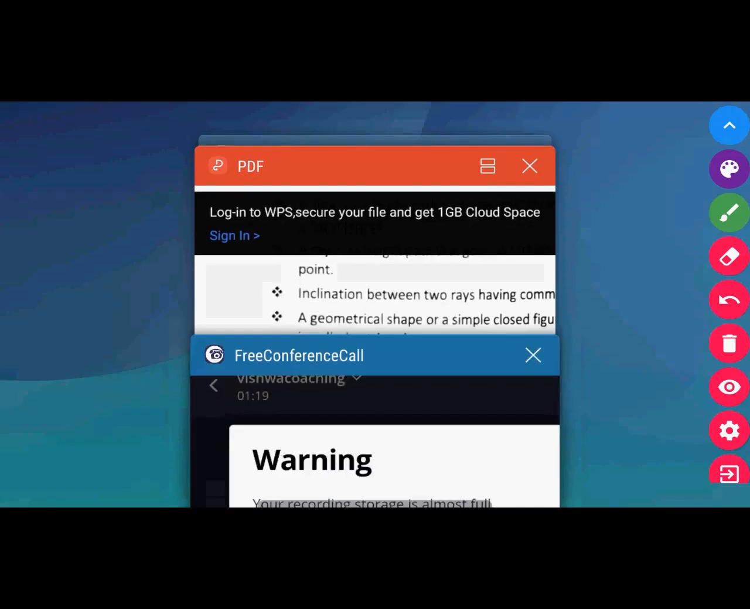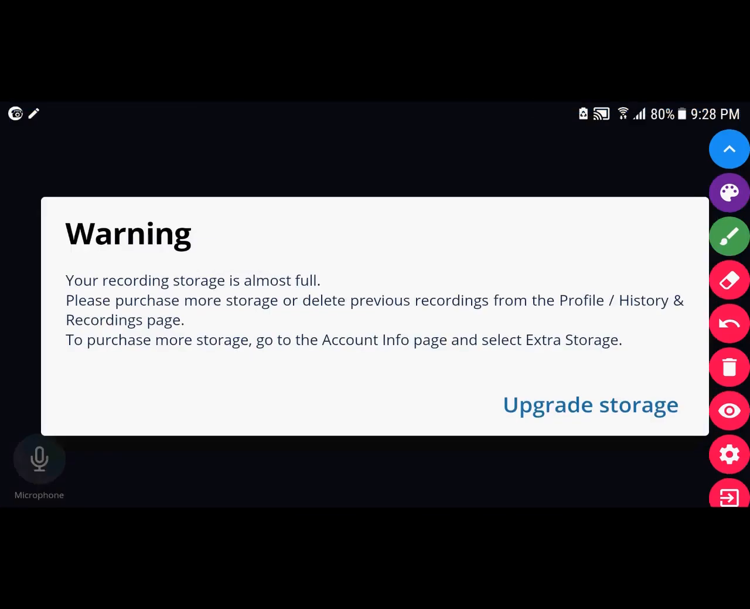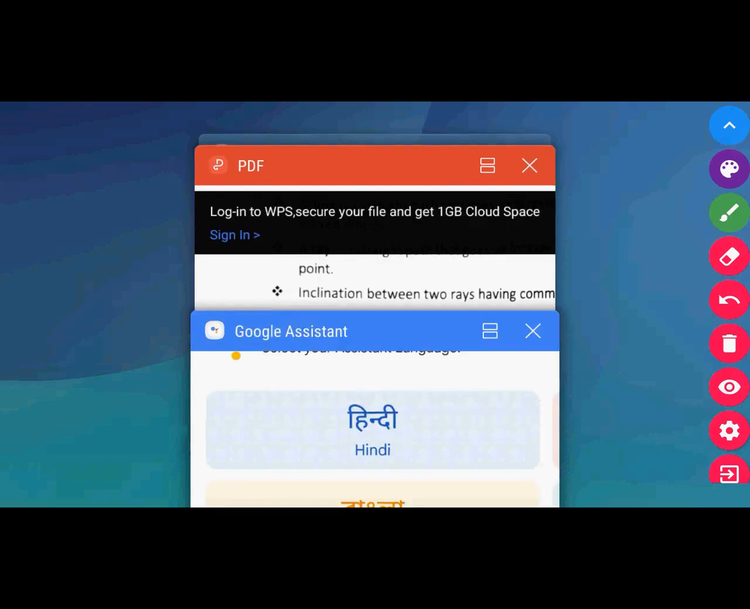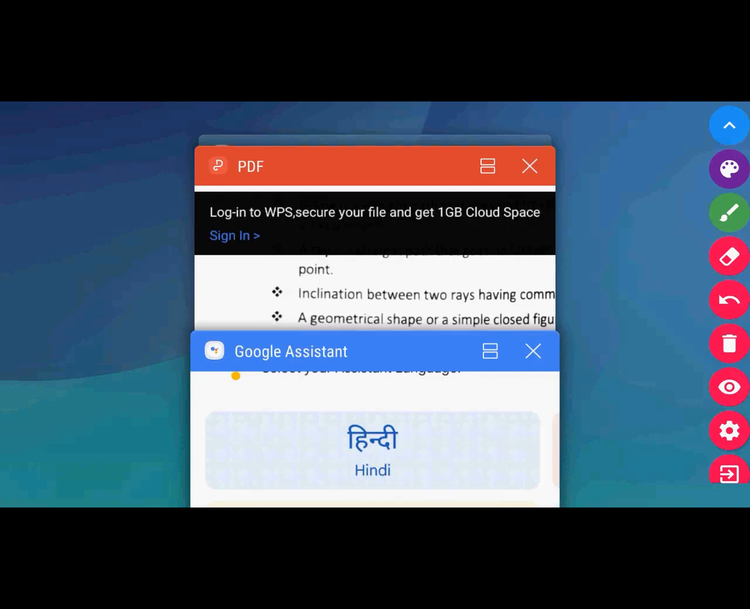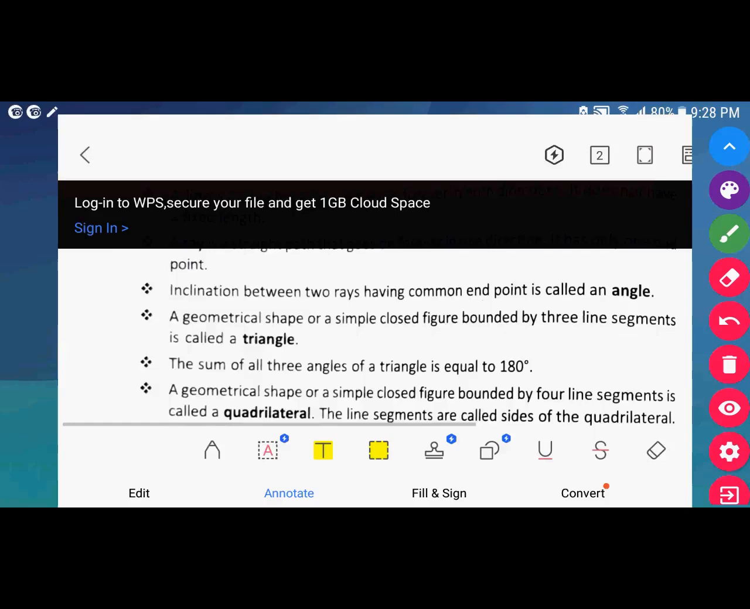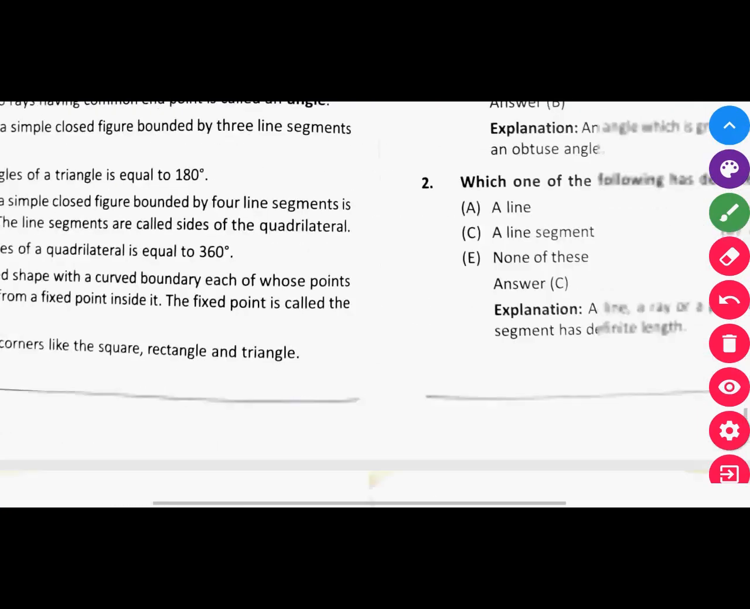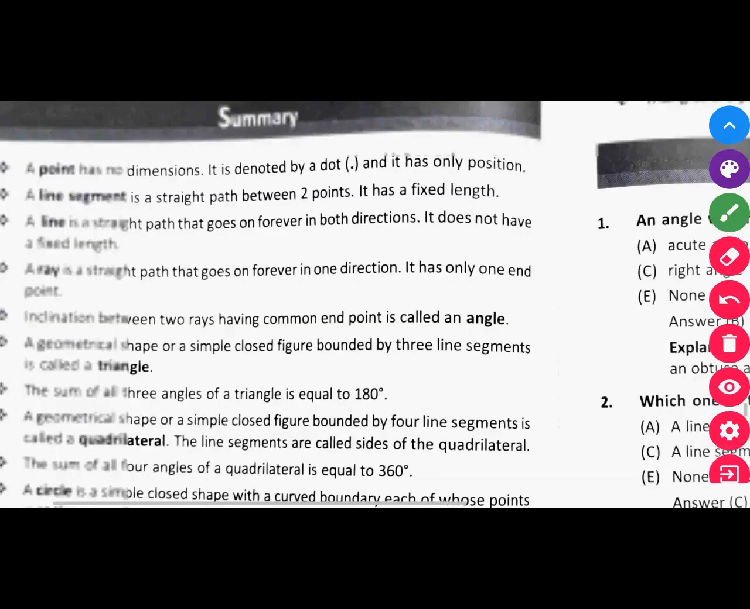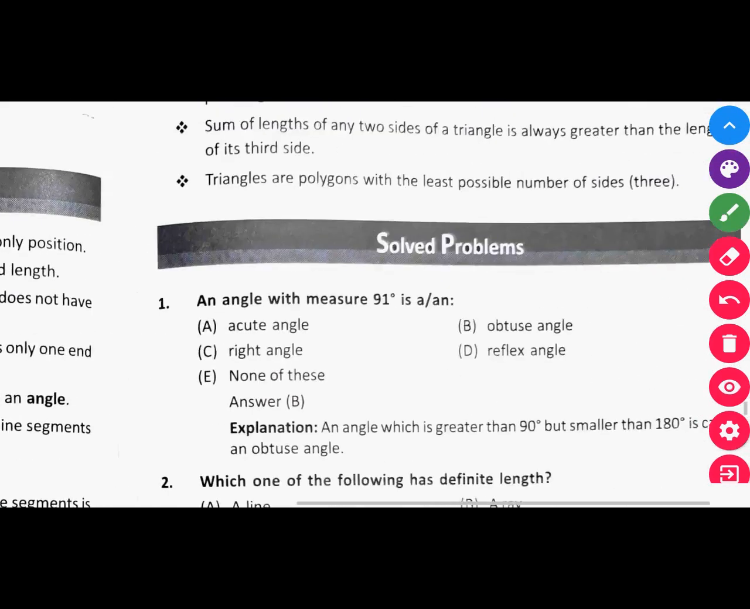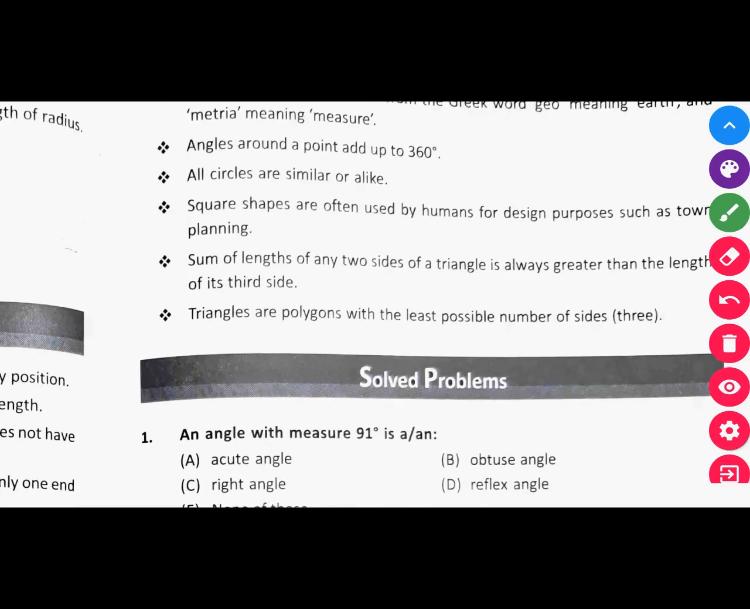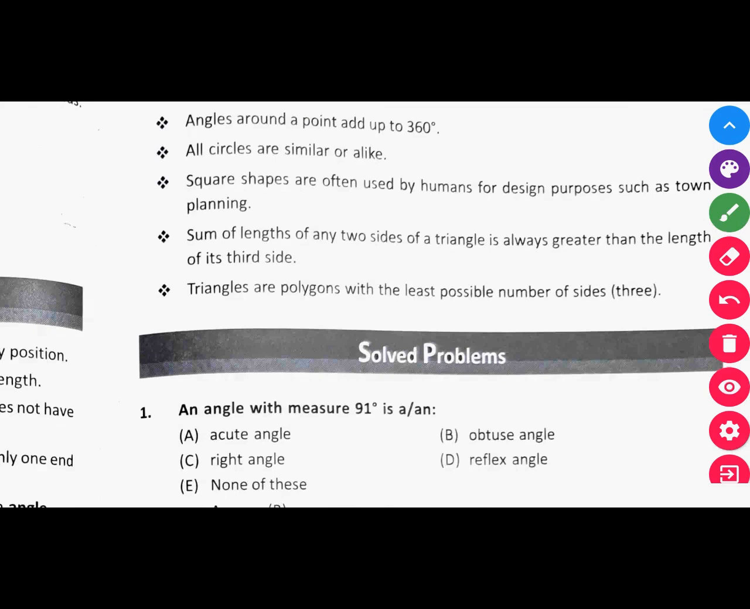Okay, so in the last lecture, we learned about different geometrical shapes like square, triangle, angle, rectangle. Now in this session, we are going to solve problems. First we'll look into the solved problems and then we'll move on to solve the problems given to us.